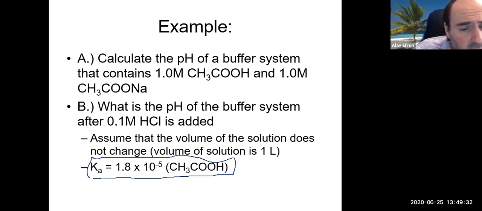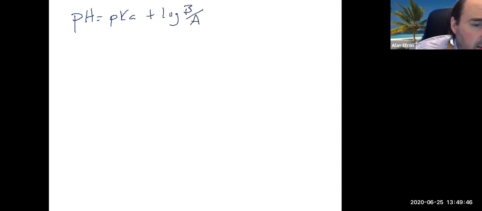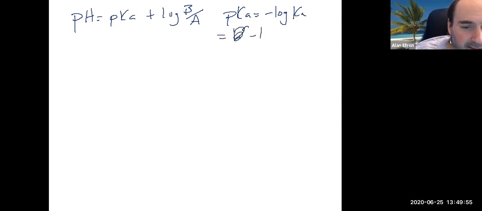So as you know, it's a buffer situation. So you can go directly into the Henderson-Hasselbalch equation using pH equals the pKa plus the log of the base over the acid. Remember that the pKa value is minus the log of the Ka. I'm going to write it right this time, I think. That is minus the log of 1.8 times 10 to the minus 5. And that should give us a pKa value of 4.74.